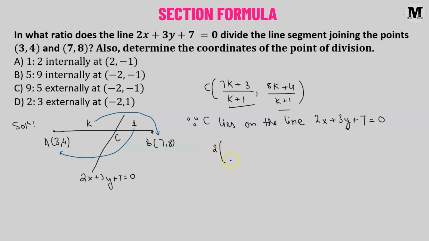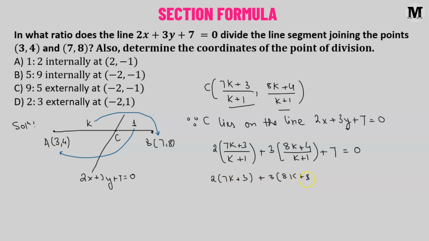So we have 2 times x. What is x here? That's (7k + 3) divided by (k + 1). Added to 3 multiplied by (8k + 4) divided by (k + 1), plus 7, equals 0. Now we have to solve for the value of k. So let's multiply throughout by (k + 1). So we have 2 times (7k + 3) added to 3 times (8k + 4) plus 7 times (k + 1), equals 0.